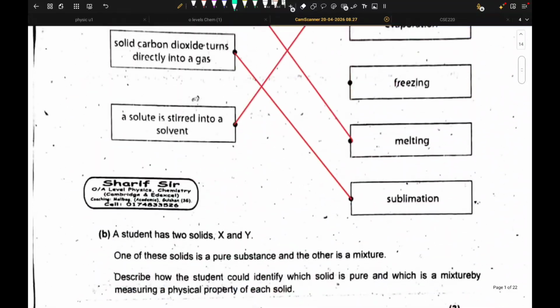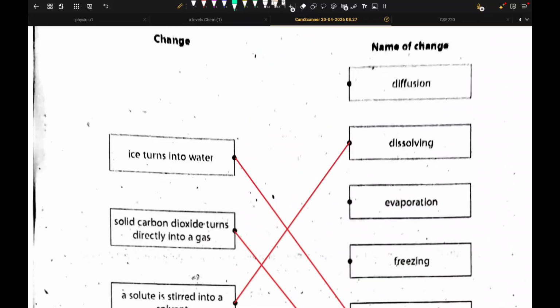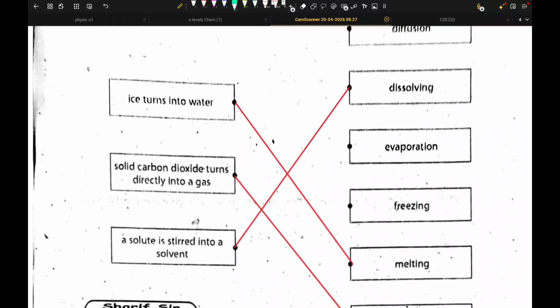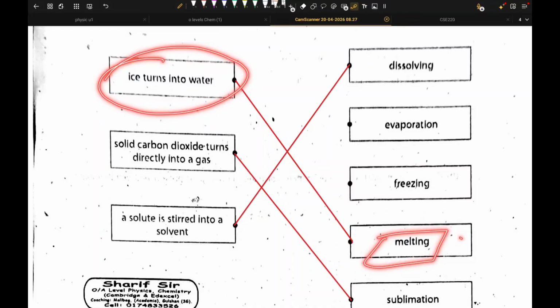third page, I guess. And if you feel like I'm going a little too fast, then you can pause the video and complete your answers and take your time with it. So the first question we have here is basically where we have to join the lines connecting the terms. So let's see, if ice turns into water, that is called melting, because ice is a solid and water is a liquid.